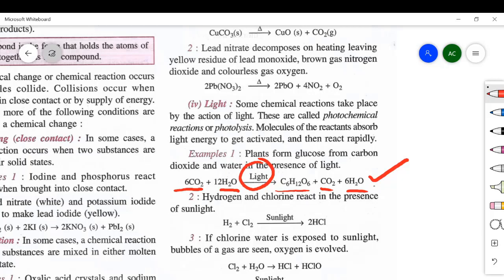Another example which happens in sunlight is hydrogen and chlorine. They will react in the presence of sunlight to form hydrochloric acid. This is also an example of light or photochemical reactions or photolysis.